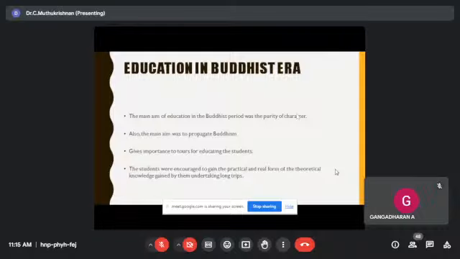What they are going to insist to the society is that the main aim of education in the Buddhist period was the purity of character, and also the main aim was to propagate Buddhism. They wanted to propagate Buddhism, and it gives importance to tools for educating the students. If they want to fulfill their education system, they will take the students to other places for education tours and excursions for educating the students also.